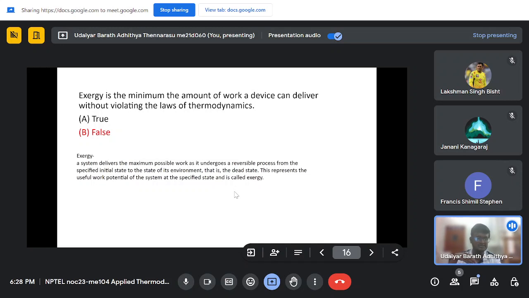The assumption is a reversible process, so this is an ideal case. You cannot actually get that much energy. It will be lesser than that. Assuming it's an ideal case and all the processes are reversible, from the initial state to the dead state, you will get the maximum possible work. So the statement is false.